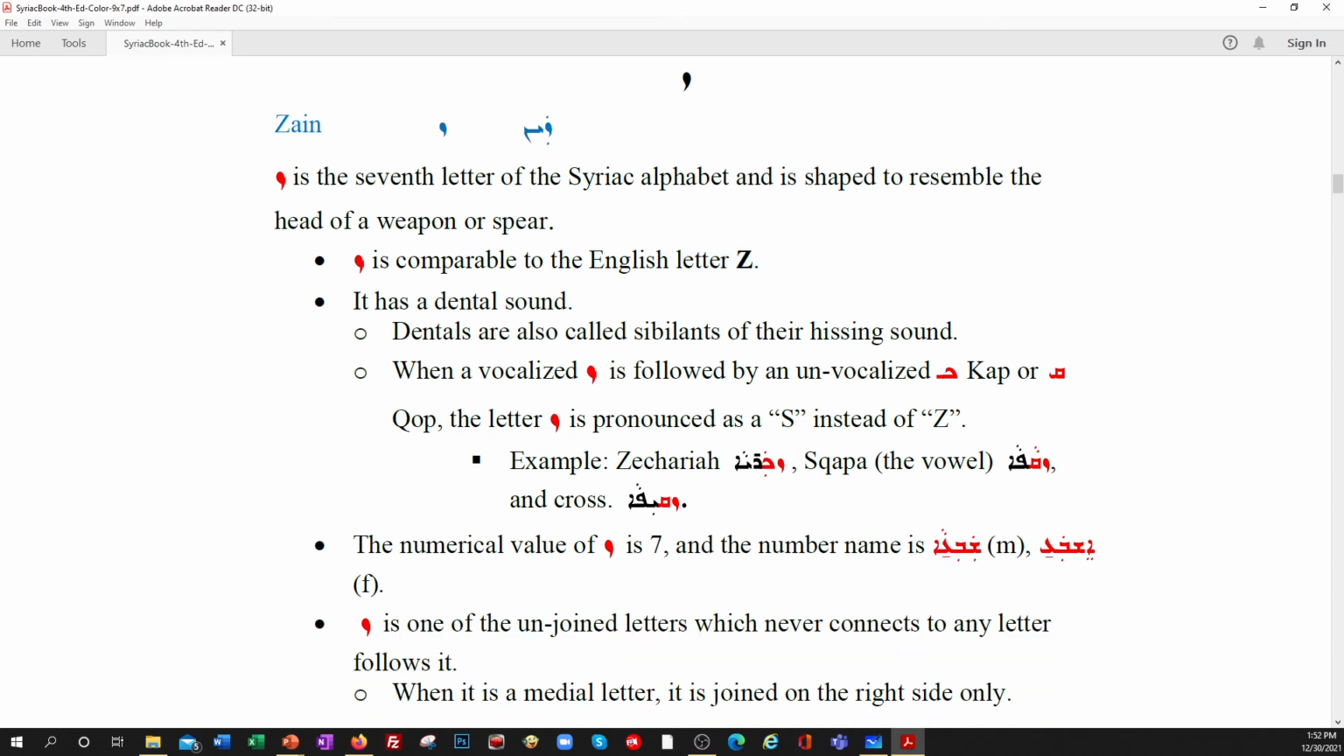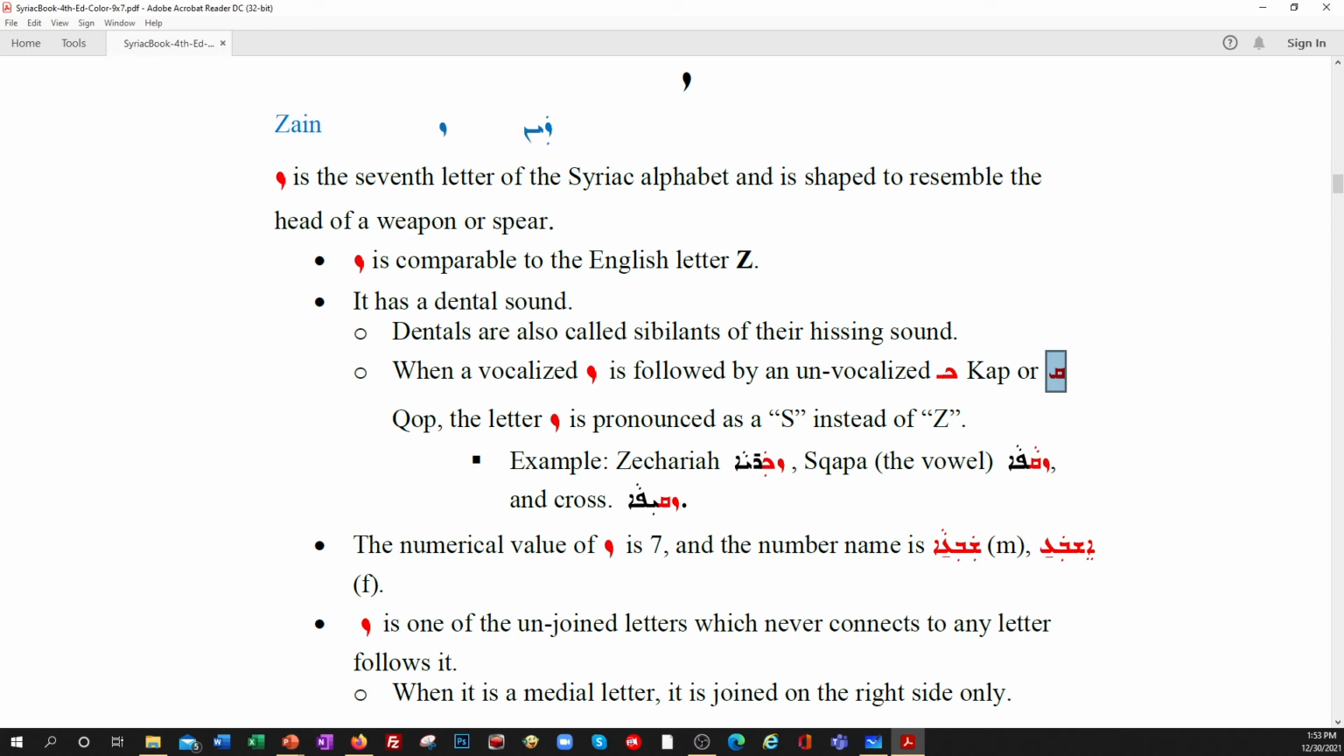I have a few grammar points here. When Zain is followed by the cap, this is another letter we're going to learn. Okay, cap. And Qop, another letter, cap and Qop. The letter Zain is pronounced as S instead of Z.